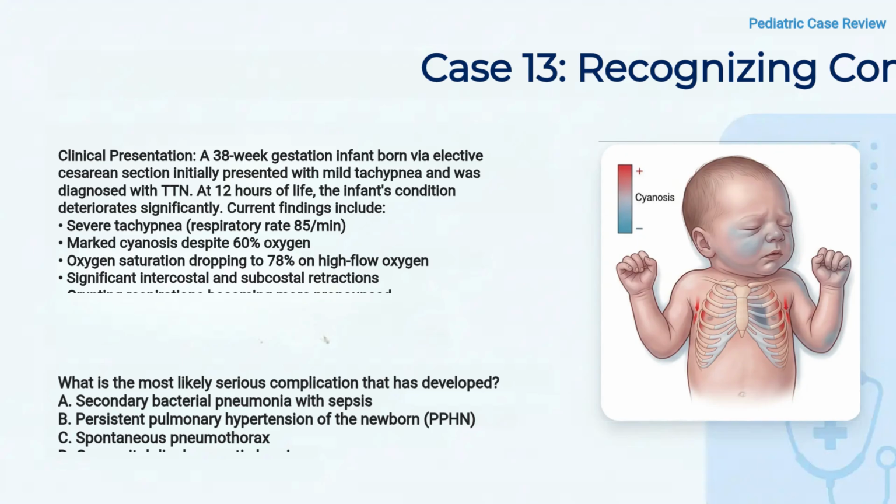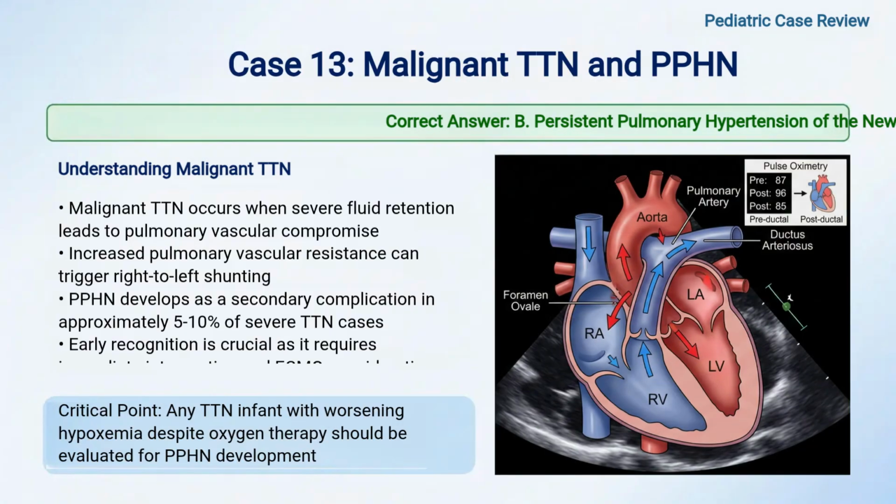What is the most likely serious complication that has developed? Option A. Secondary bacterial pneumonia with sepsis. Option B. Persistent pulmonary hypertension of the newborn. Option C. Spontaneous pneumothorax. Option D. Congenital diaphragmatic hernia. The correct answer is option B. Persistent pulmonary hypertension of the newborn.